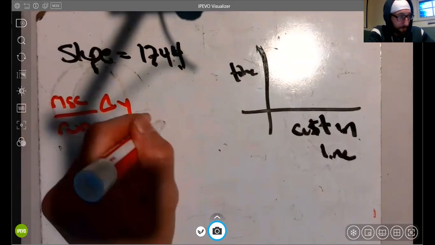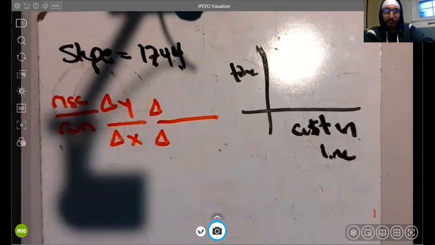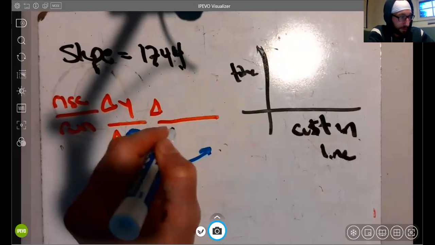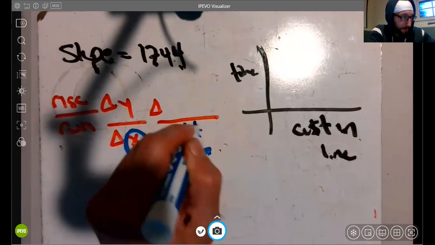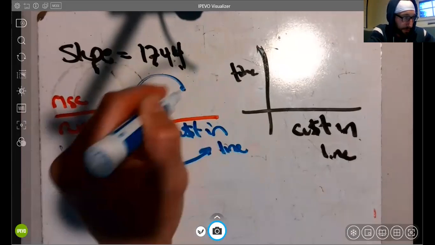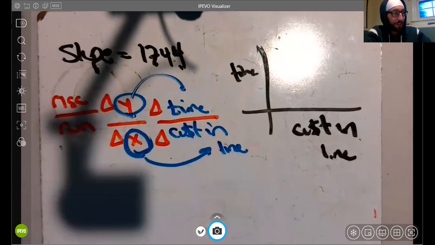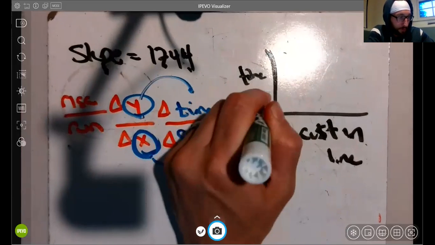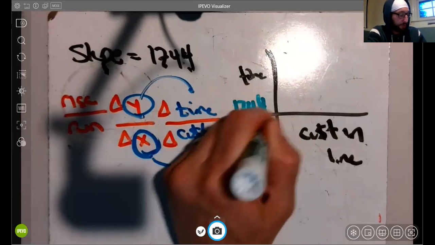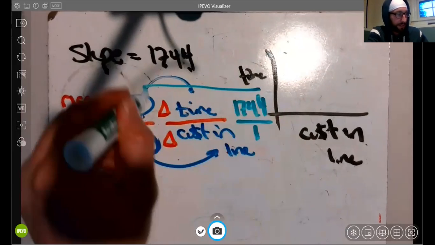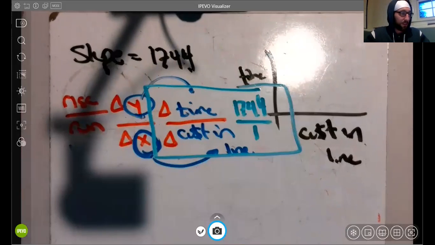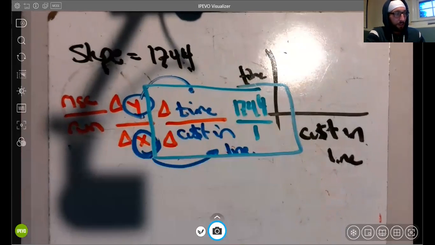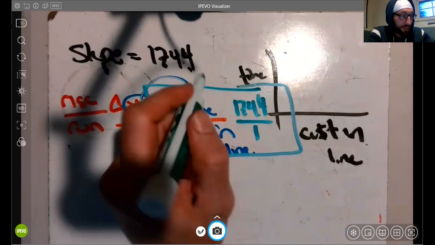So now we just want to translate the x and the y to context. Our x variable is the number of customers in line, and the y variable is the time to complete the checkout. And then lastly, we throw in the number here. So the slope is 174.4 over 1. If we now just focus on this box, this is our sentence. This is how the time is changing, and this is how the number of customers is changing. The time to complete the checkout is going up because this is a positive number.